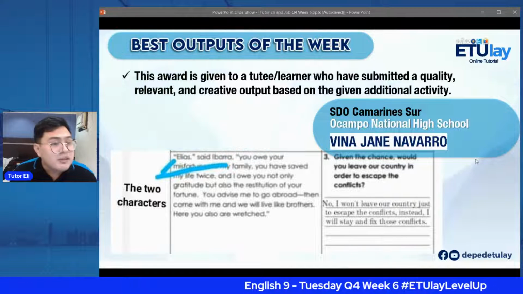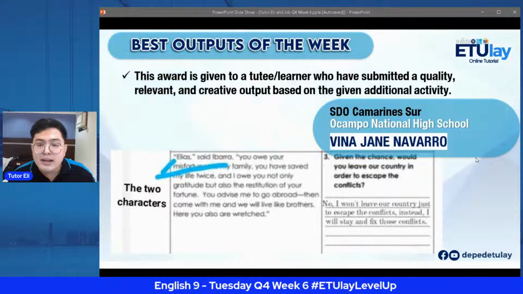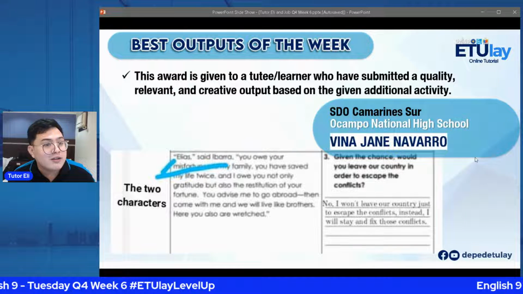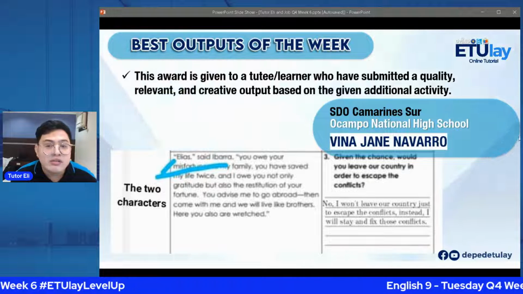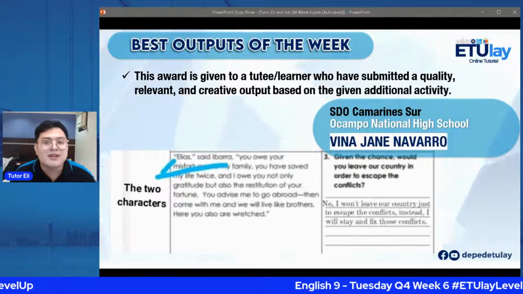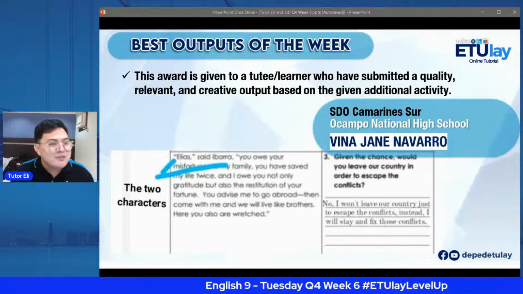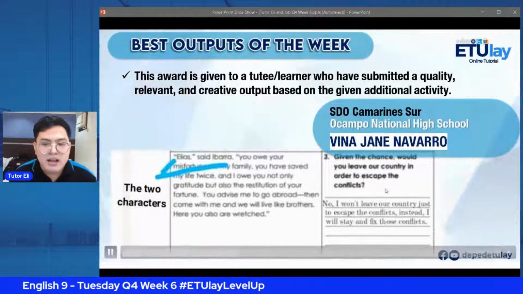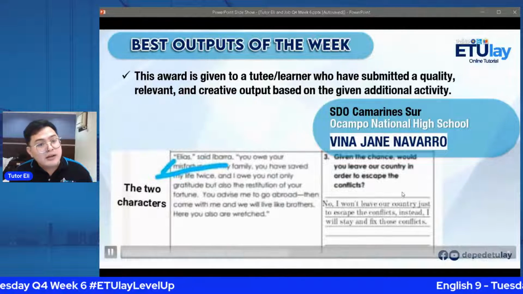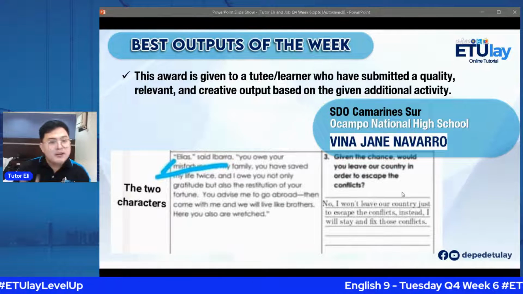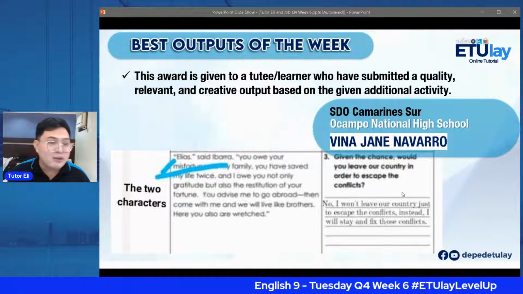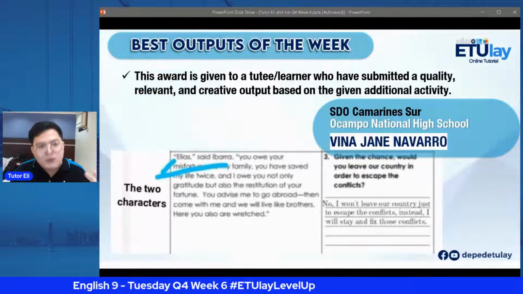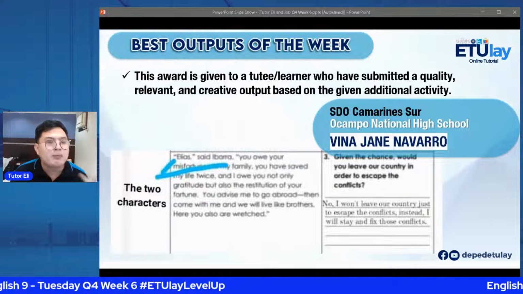Tingnan natin. So sabi ni Vina here, no tutor, I won't leave our country just to escape the conflicts or problems. Instead, I will stay and fix those conflicts. That's right, Vina. That's the right behavior. Yan yung tamang behavior talaga. Hindi natin dapat inuurungan kapag may mga ganong klase. Especially, problema ng bansa mo, hindi mo dapat iniiwanan. Instead, you stay and you have to create solutions to that problem.